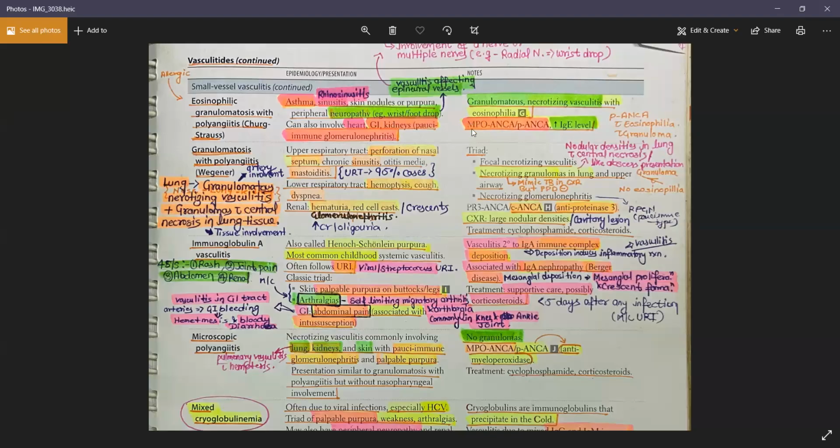They will ask you about these antibodies. It is myeloperoxidase ANCA, also known as p-ANCA. So MPO or p-ANCA would be there in case of Churg-Strauss, plus a high IgE level. Very important.